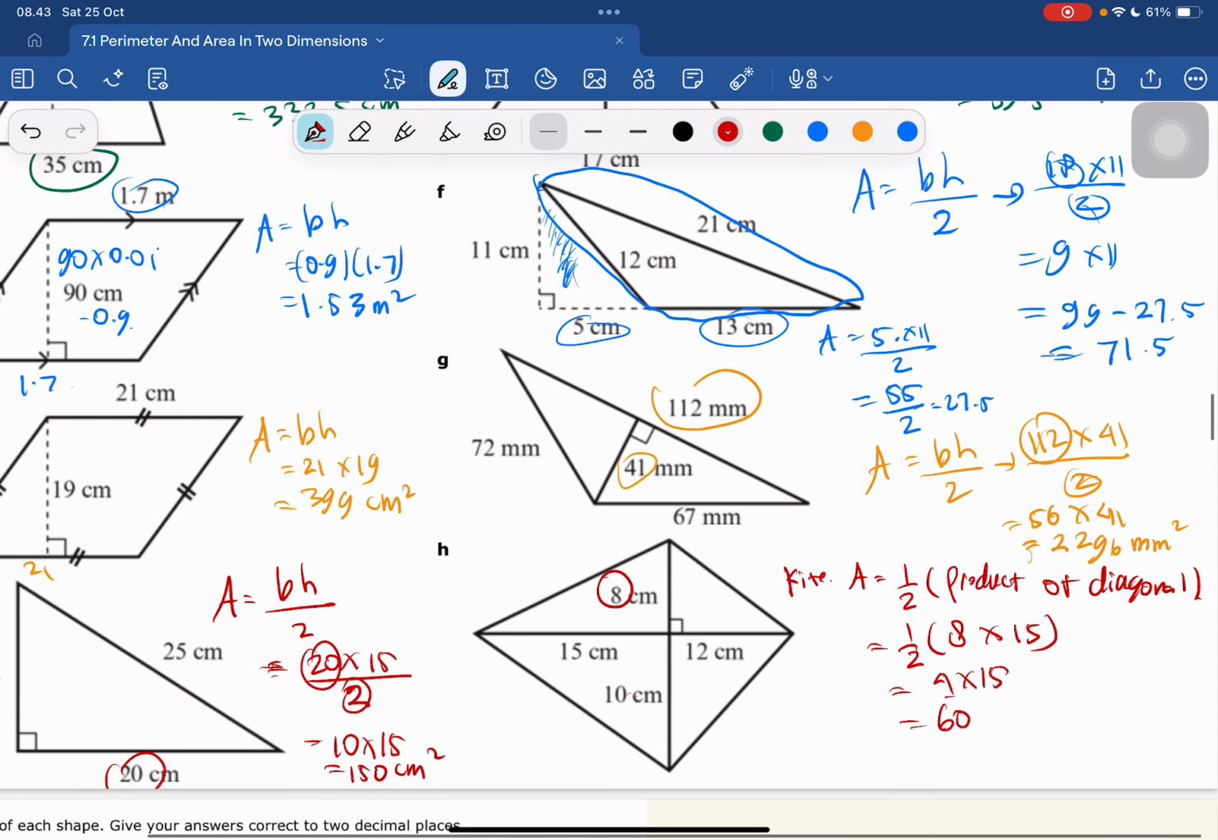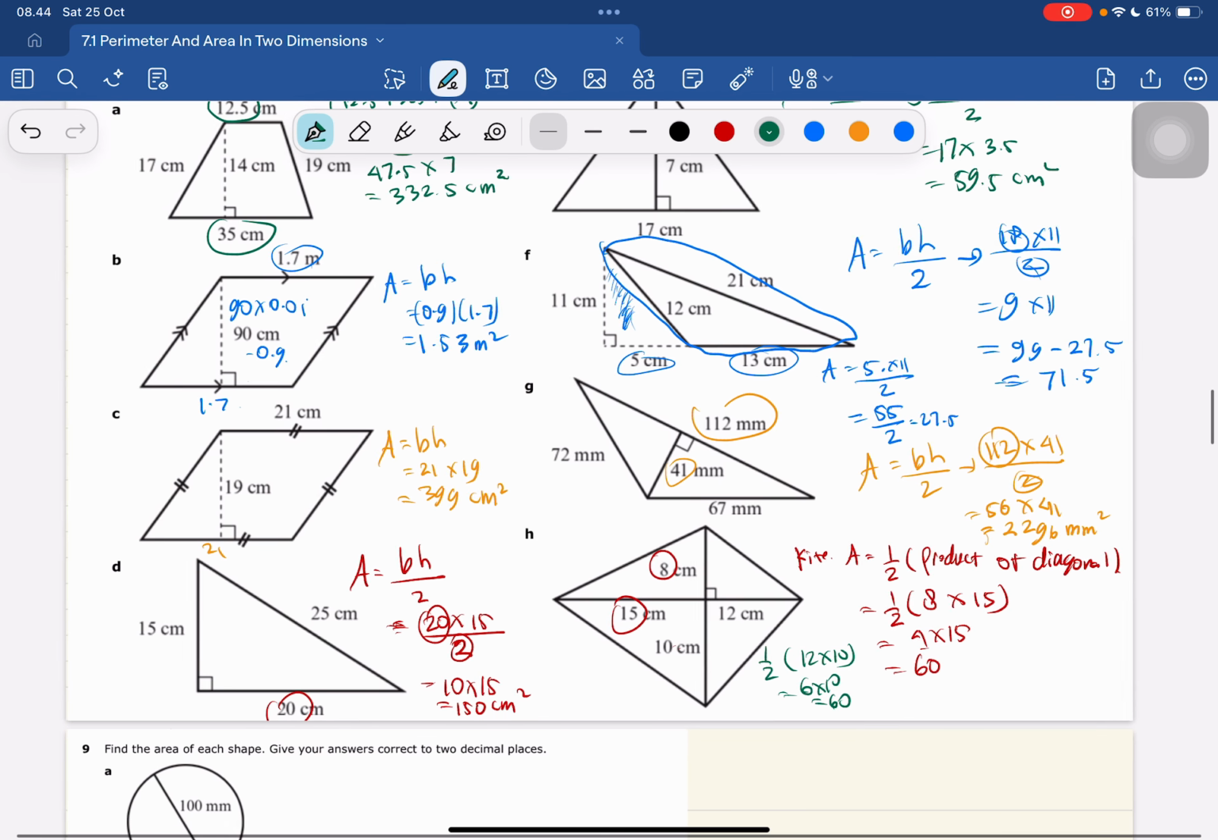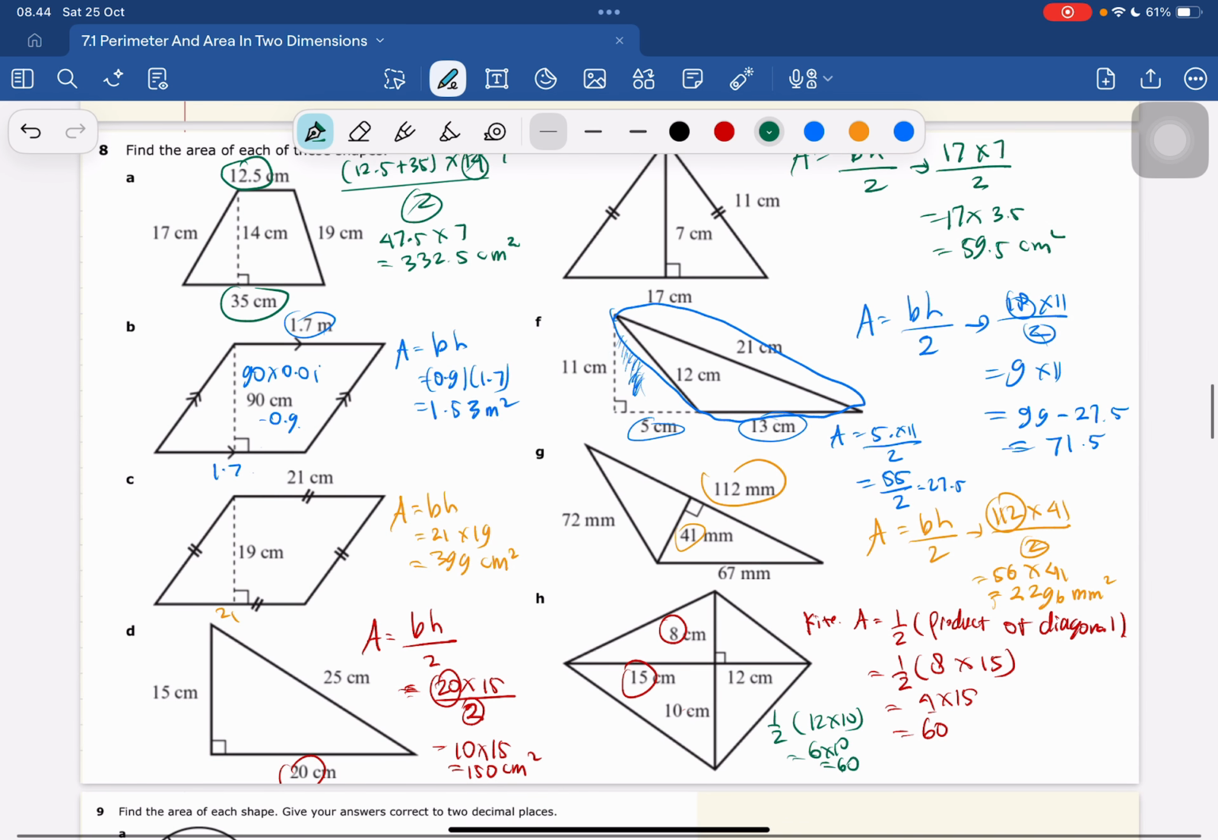So let's try it with another diagonal. Another diagonal is a half multiplied by 12 times 10. So this we can simplify, 6 times 10 equal to 60. Okay, both of them are equal, so you can pick any diagonal. So the area is gonna be 60 centimeter square.